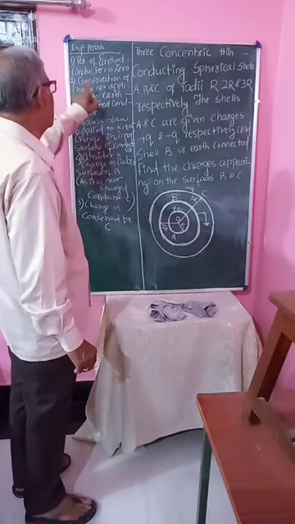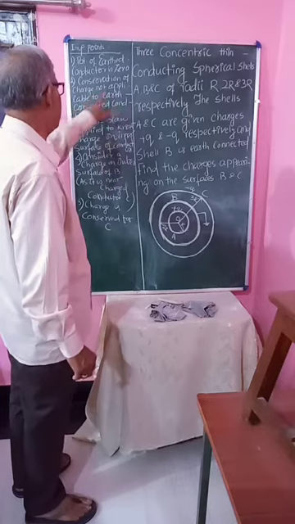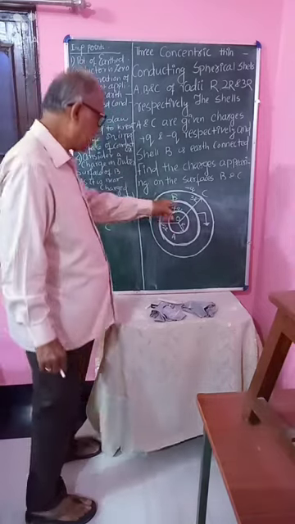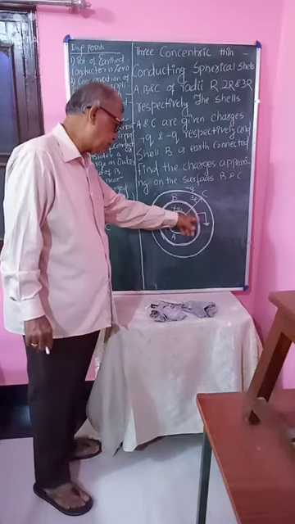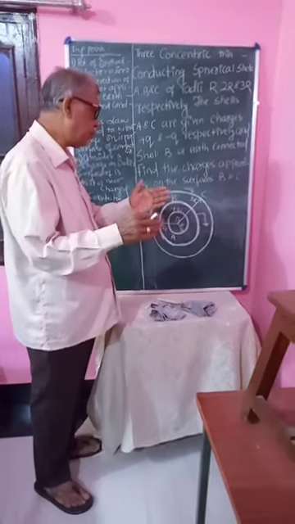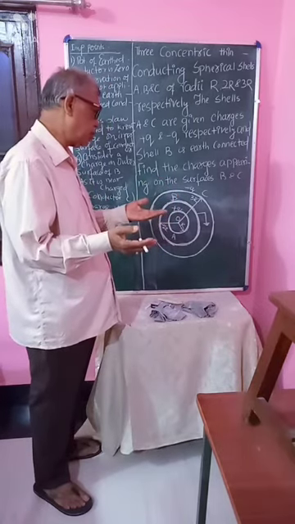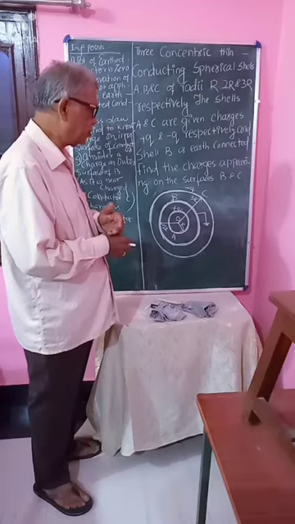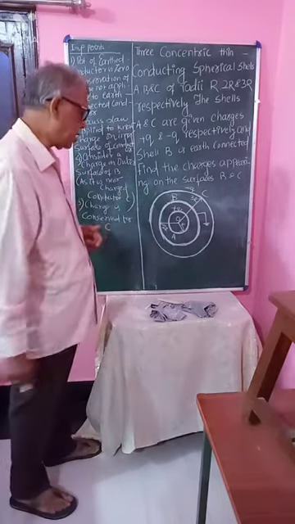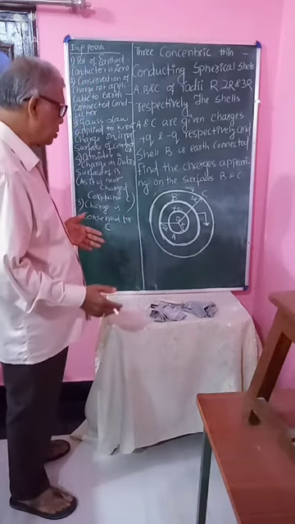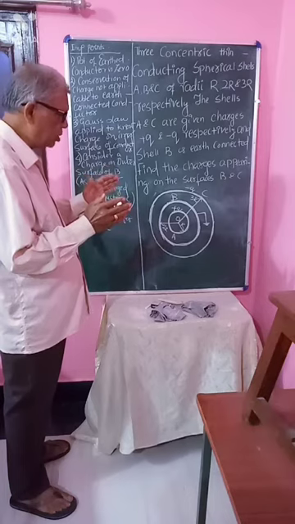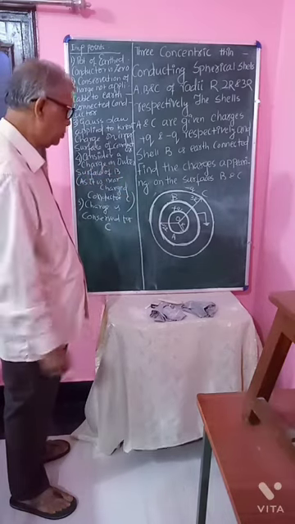Second point, conservation of charge not applicable to earth connected conductor. We cannot apply the principle of conservation of charge to earth connected conductor because charge can flow to the surface of earth without changing the potential of the earth. So we cannot apply the principle of conservation of charge to earth connected conductor.